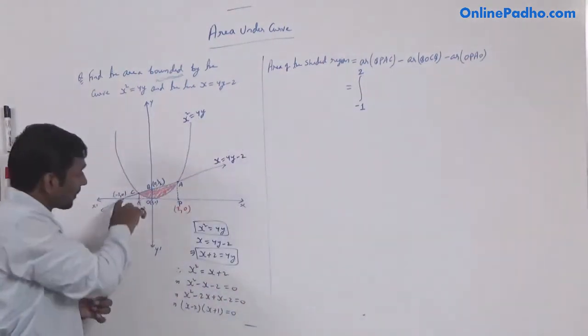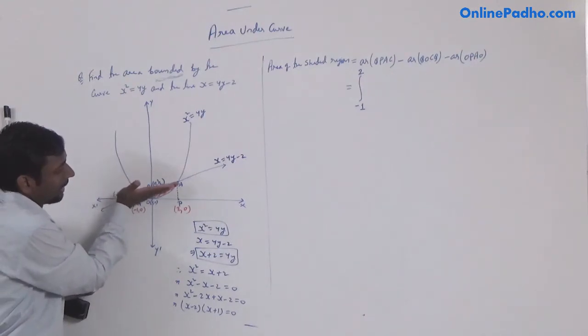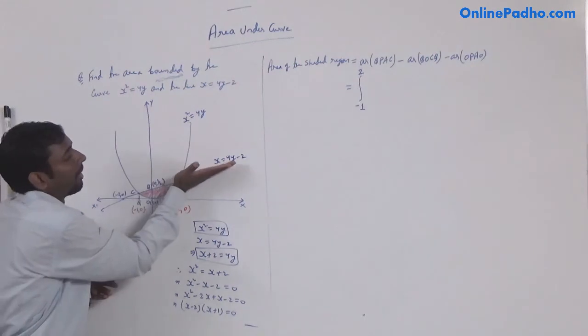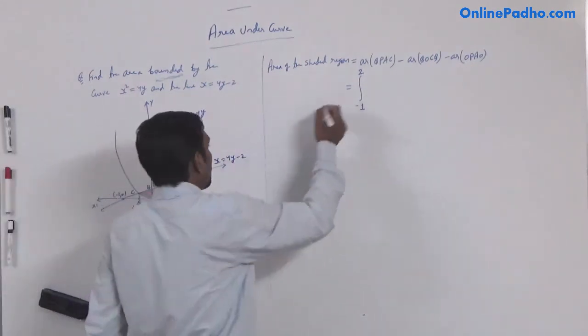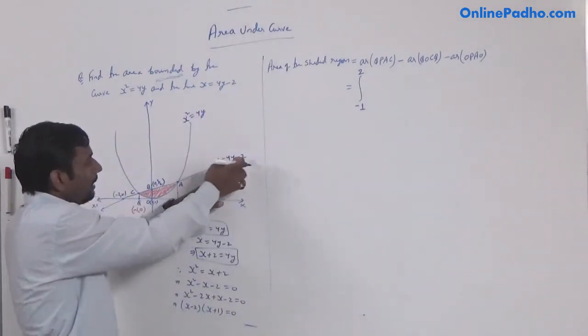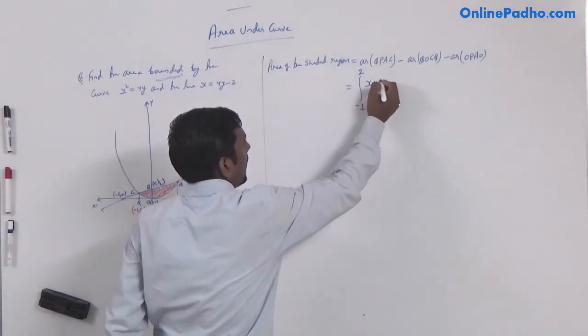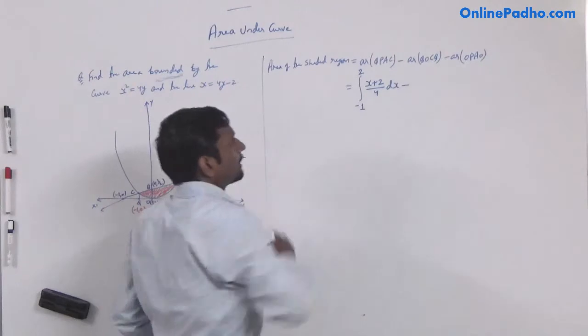And what is the curve? What do we have to find? The area under this straight line, and this straight line is called x equal to 4y minus 2, right? So we can write y in terms of x. You will get (x plus 2) by 4. So we can write it here (x plus 2) by 4 dx minus.